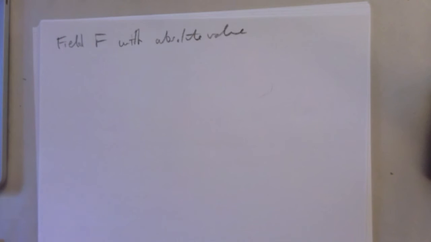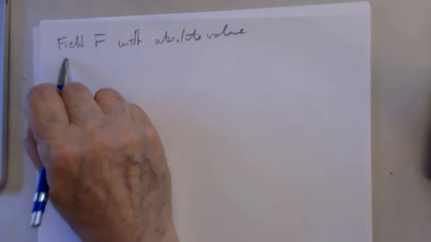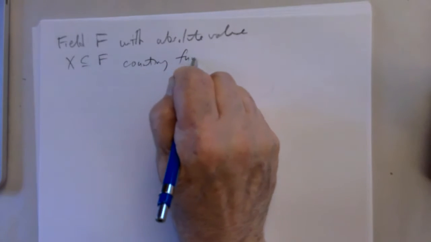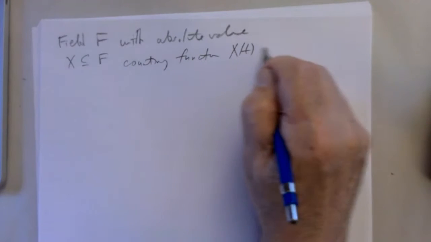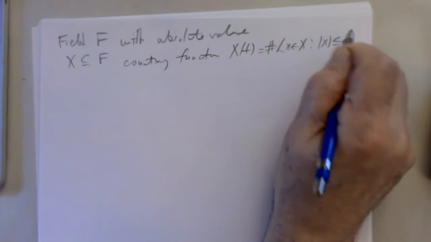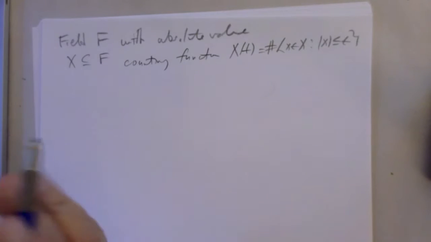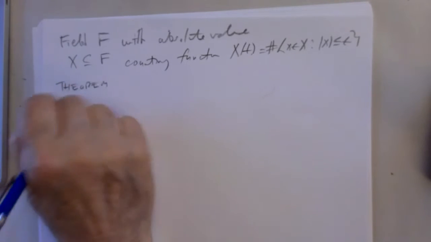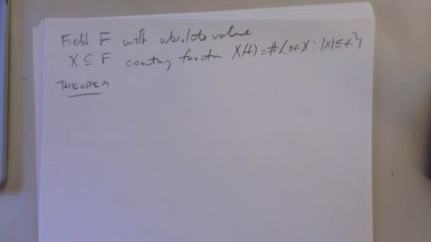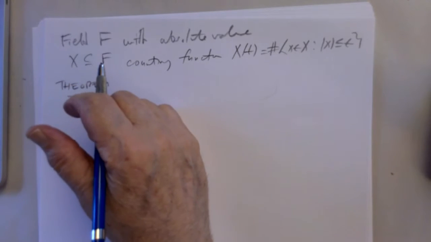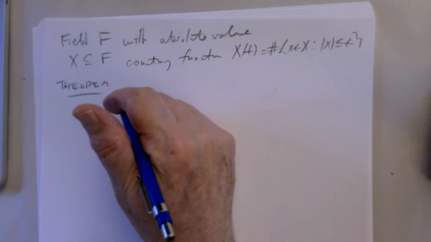And instead of looking at vectors over F, let's just look at subsets of F. So X is a subset of F, and we have this counting function, X of T, which will be the number of elements in X with the absolute value at most T. It could be infinite, could be finite. And one can sort of copy the standard counting argument, the combinatorial counting argument for Sidon sets, and get the following kind of result.